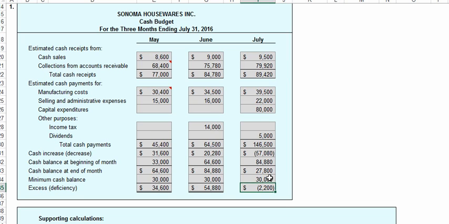Now, that minimum cash balance might be a big deal if we have a line of credit with a bank and they require us to keep a minimum cash balance. If we fell below that, they could call the entire line of credit. So that minimum cash balance can be a very important thing.